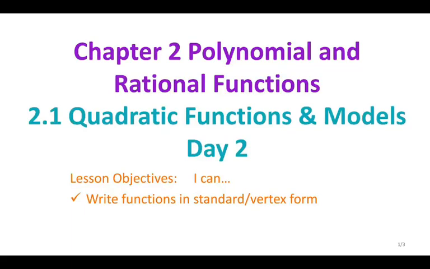Hi guys, here's your video going over section 2.1 quadratic functions and models, day 2. So after this video, you should be able to write functions in standard or vertex form. So here we go.